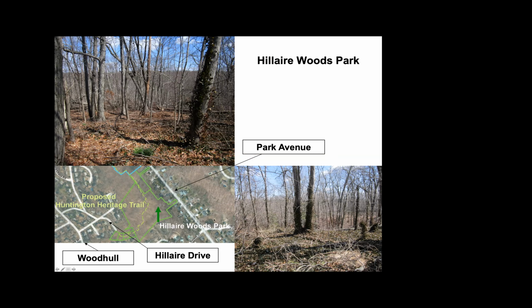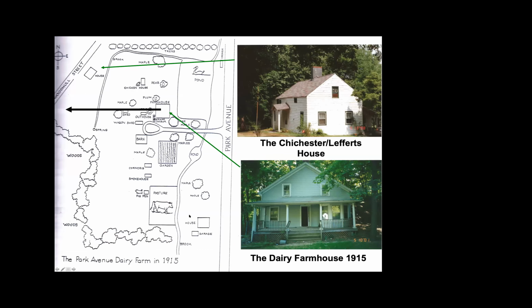Now, a big linchpin of the Heritage Trail would be the Park Avenue dairy property, which is on the corner of Park Avenue and Woodhull Street, right across from the Kissam House and the Huntington Jewish Center. This is a map drawn in the 1980s when Eugene Sweezy wrote a book about his family's ownership of Park Avenue Dairy. This map shows what the property looked like in 1915. As you can see, there was pasture for cows. This had been used for dairy purposes and cattle raising for about 266 years, since the earliest days of the town of Huntington.